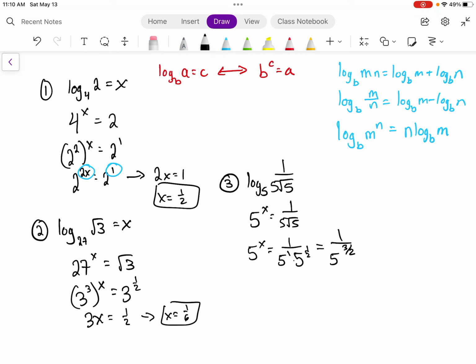And if I have 5 to the 3 halves in the denominator, we're going to want to make that something in the numerator. Remember, a positive exponent in the bottom is a negative exponent on top, or a positive exponent up top is a negative exponent on the bottom. So this is really 5 to the negative 3 over 2. So therefore, I just know that x has to be negative 3 over 2.